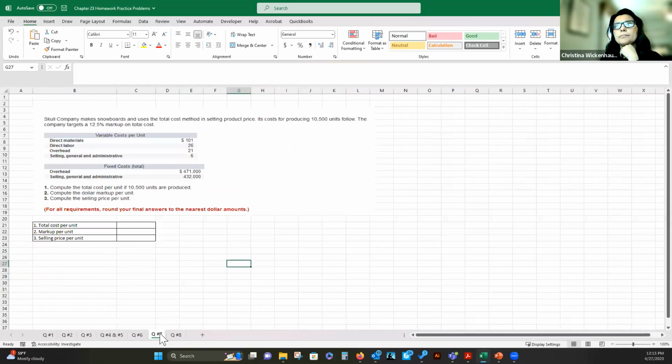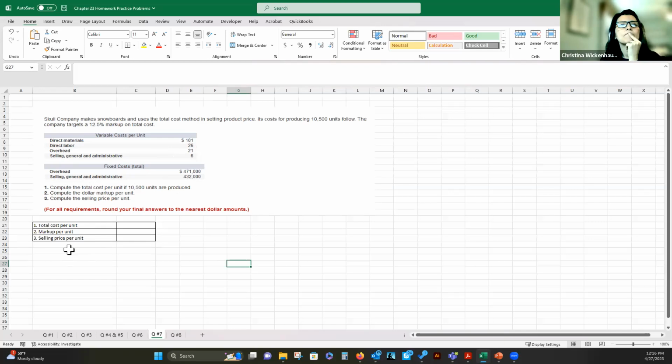Number 7. Skull Company makes snowboards and uses the total cost method in setting the product price. Its cost for producing 10,500 units is as follows, and the company targets a 12.5% markup on total cost. So they have all these variable costs, then they have these fixed costs. And so we want to compute the total cost per unit if 10,500 units are produced. Then we want to compute the dollar markup. And then we want to compute the selling price.